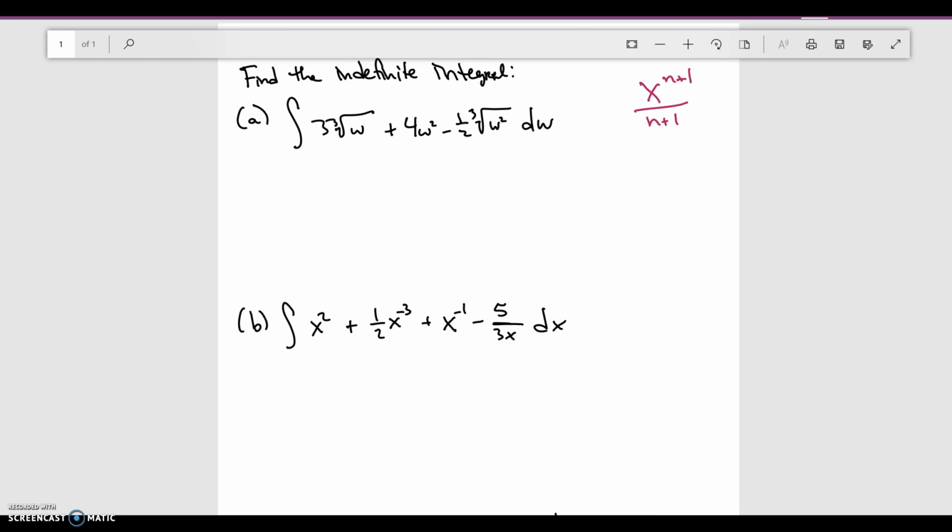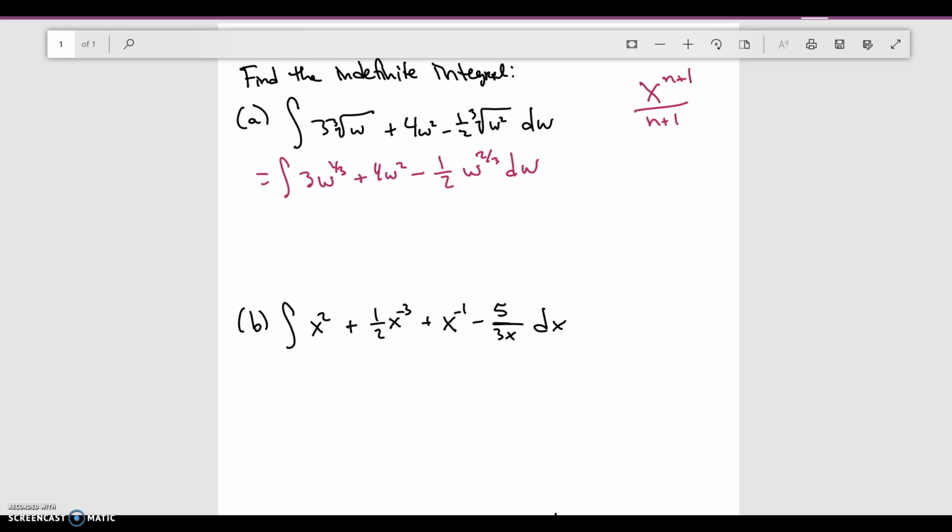So a couple things here. Let me go ahead and just take the integral. Let me write everything as a power before I take the integral. So this is going to be 3y to the 1/3 power, plus 4w squared, minus 1/2. This is going to be w to the 2/3, dw.